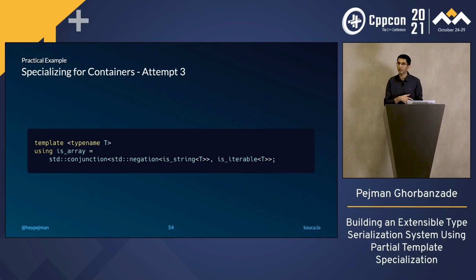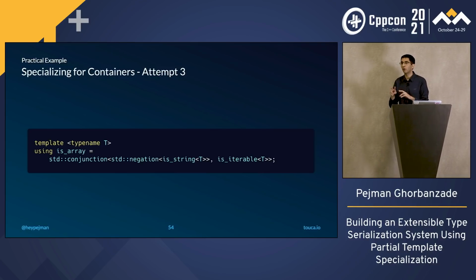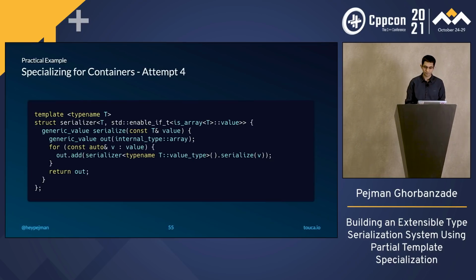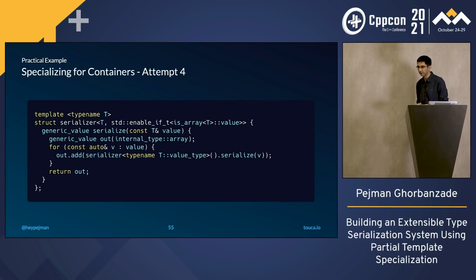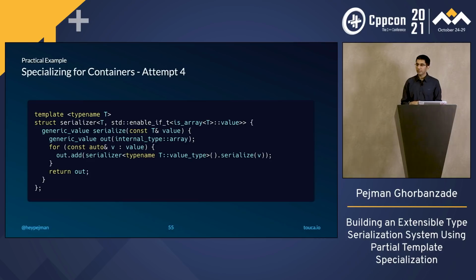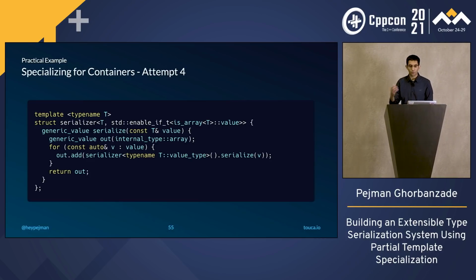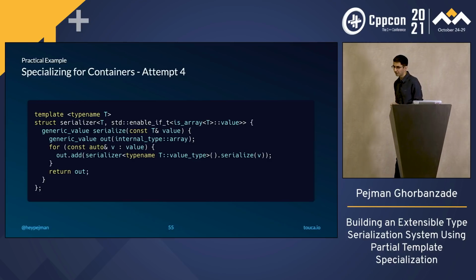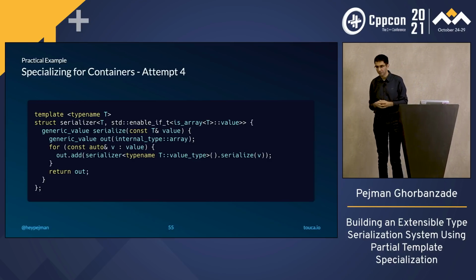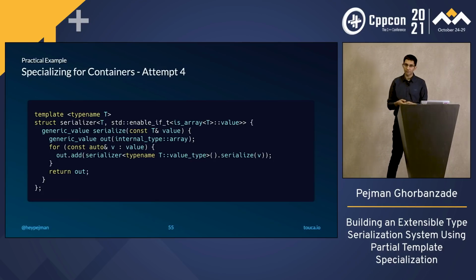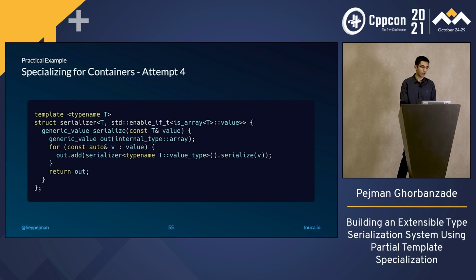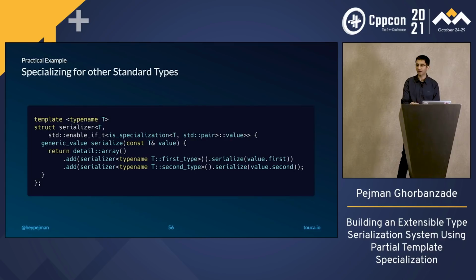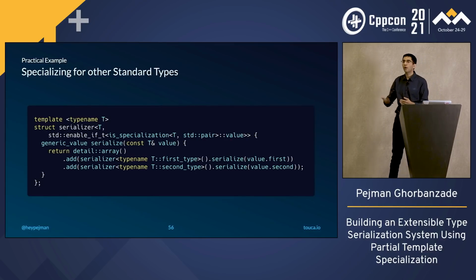Notice, not a string again, because we don't want overlap between our types, our specialization filters. Here is basically the way that we can now write a partial template specialization for our container-like types. We would loop over them and then basically call serializer again for each element of our container. Now, we can go on and on.